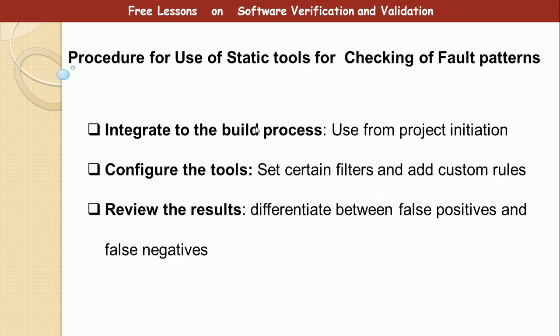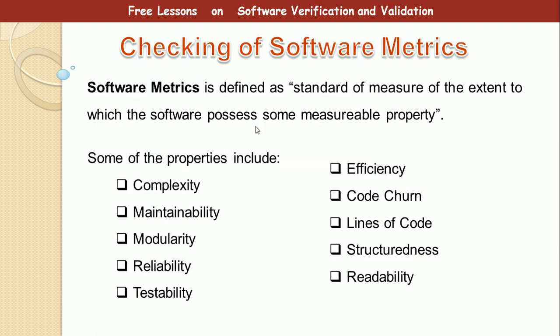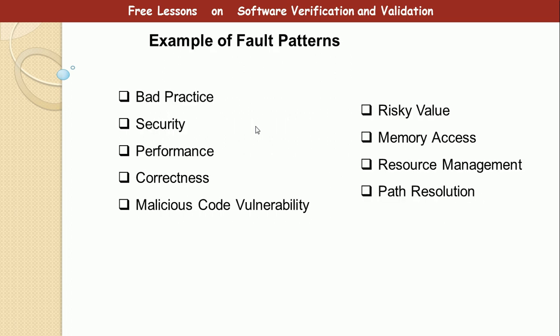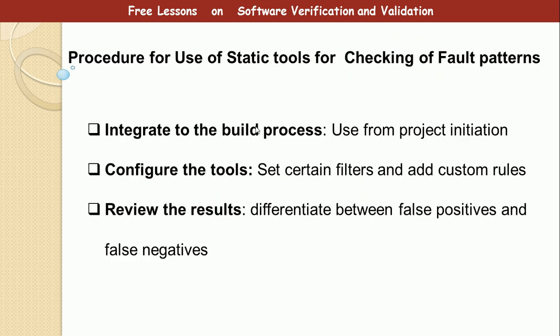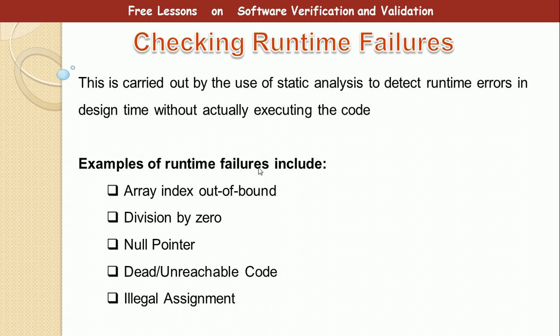The first one is checking the guideline. The second one is metrics. The third one is fault patterns. And now we are going to see runtime failures. What comes to mind when you hear of runtime? It means errors that actually occur at runtime.